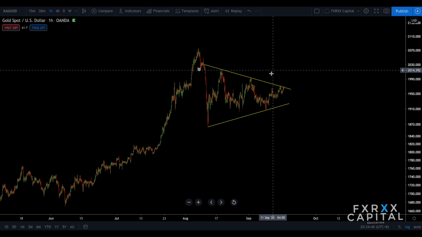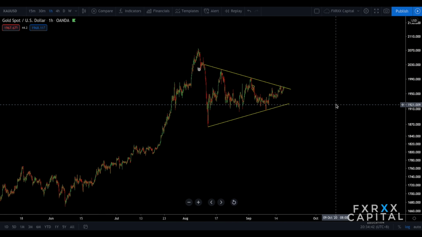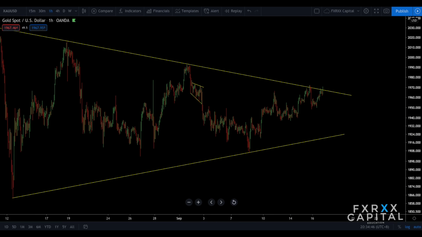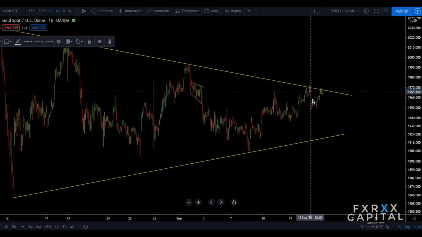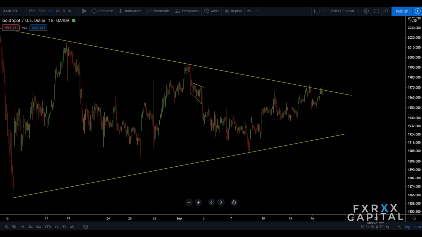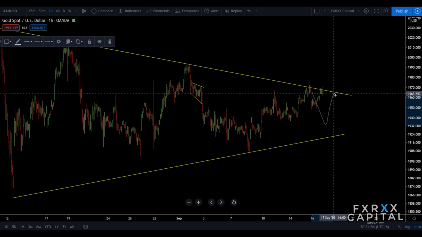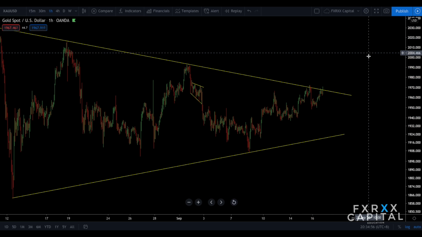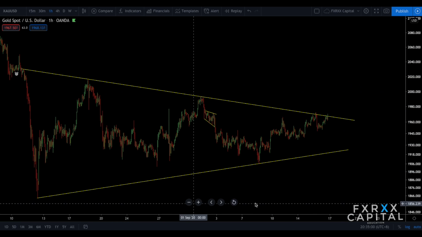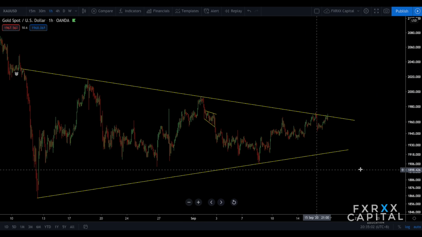But this is a symmetrical triangle, and we trade inside the structure, so we expect price to continue to the downside and wait for price to break out to the upside for continuation. So we trade to the downside and upside if you understand how to trade in the structure.